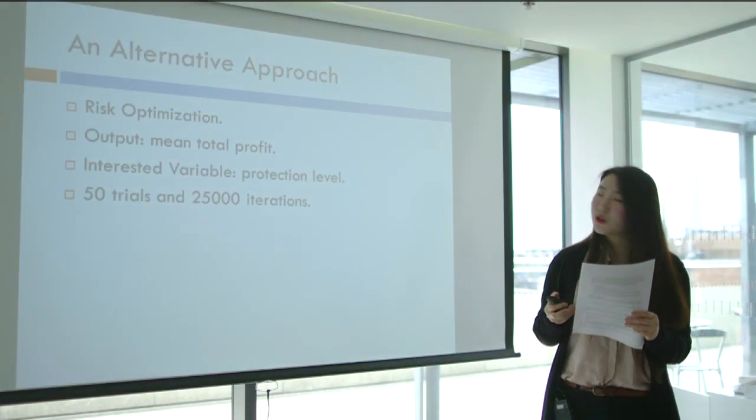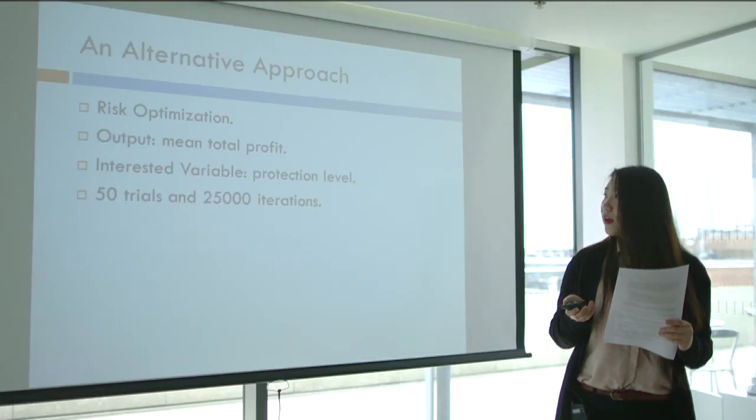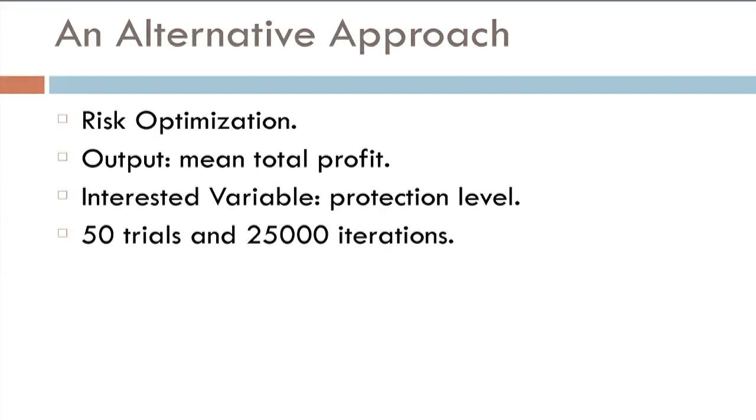So the optimal solution can be found using an alternative approach, which is risk optimization. Risk optimization is the idea of using simulation within some sort of optimization routine to search for the best solution through space. The output here will be the mean total profit, which is what we're trying to maximize. The variable of interest here is the protection level. This is what can be varied in order to find the optimal value of profit.